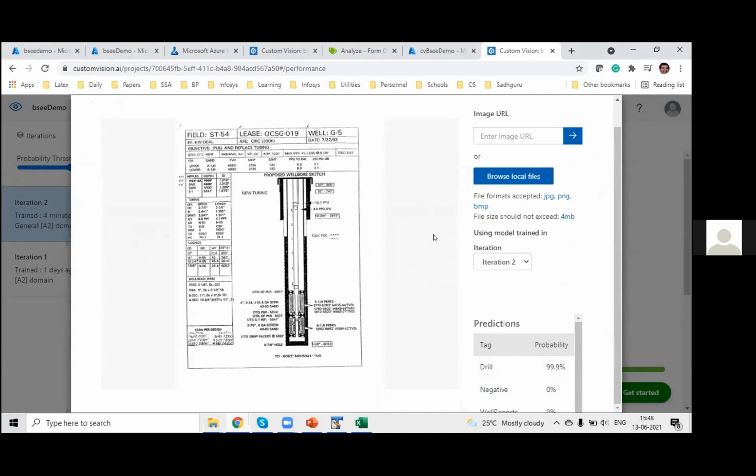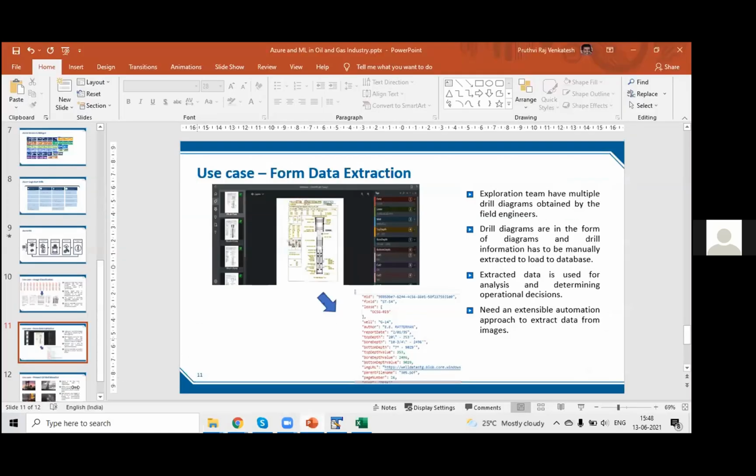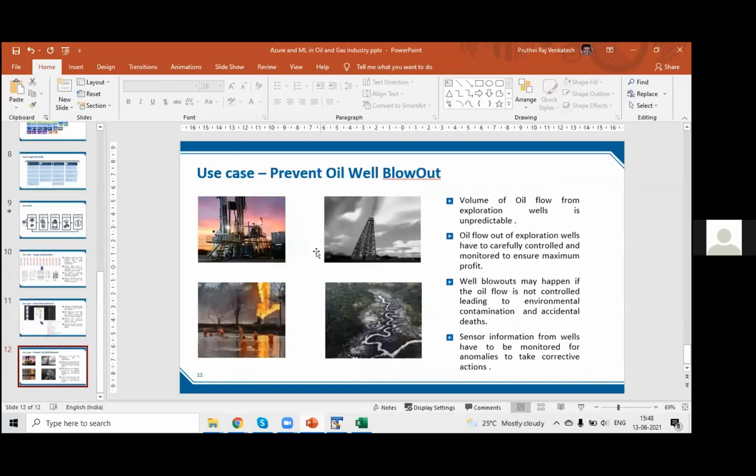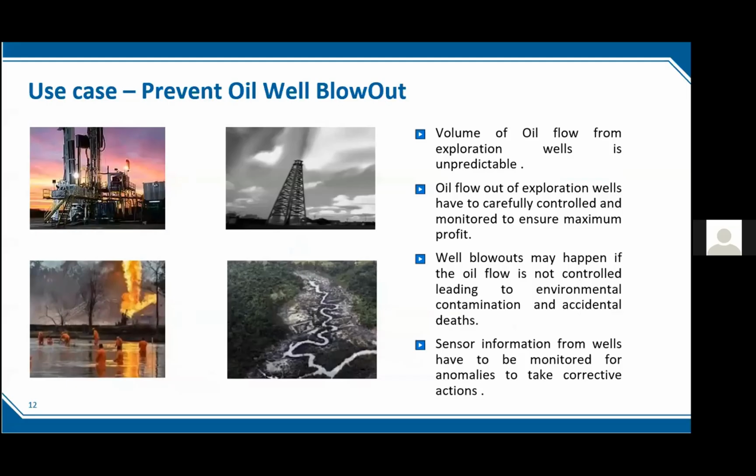So we have covered two things: image classification and forms recognition. The last part is related to the prevention of blowout. This again is related to health and safety. These are all oil rigs which take oil out of the Earth's crust. If I had shown the example of a drill image earlier, there are lots of sensors put within the well, which determine the force with which the oil comes.